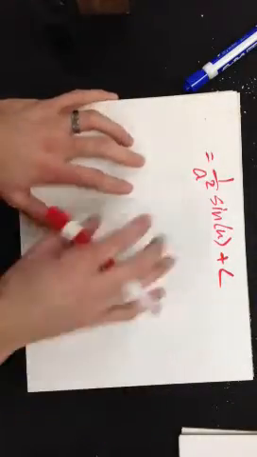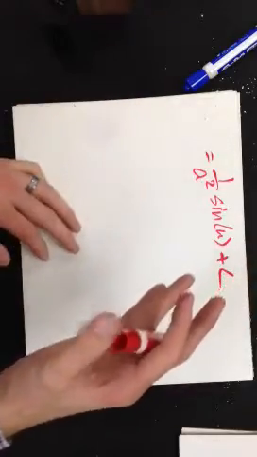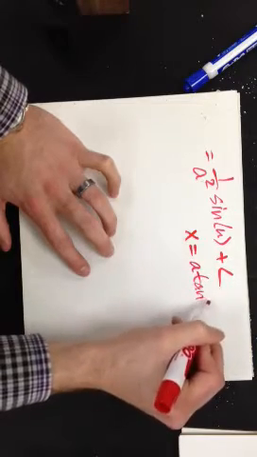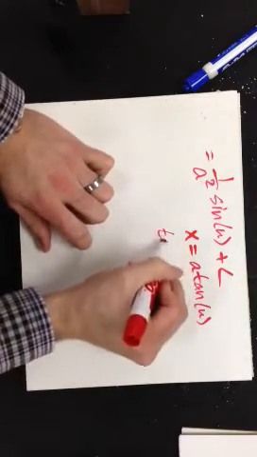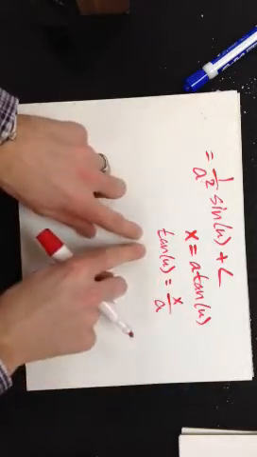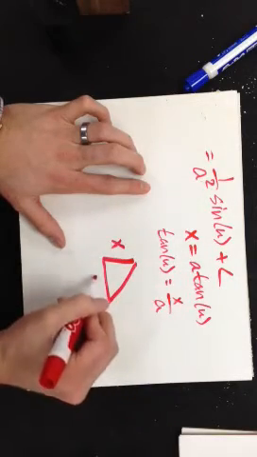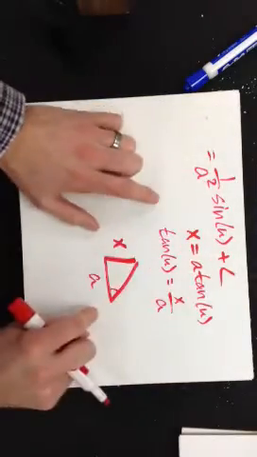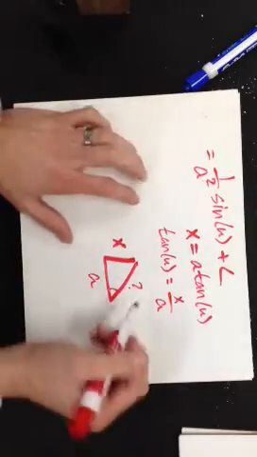Now, I need to figure out what sine of u is in terms of my original variables. My original substitution was x equals a tangent of u. So tangent of u is just x over a. And think about it, tangent is opposite over adjacent, so opposite x over adjacent a. And I have sine of u. Sine is opposite over hypotenuse, which, sadly, I don't know the hypotenuse.